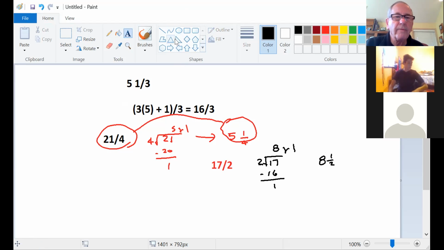So we just went from, oh, come on, Chelsea. That's not what I was trying to use, a square, but anyway.